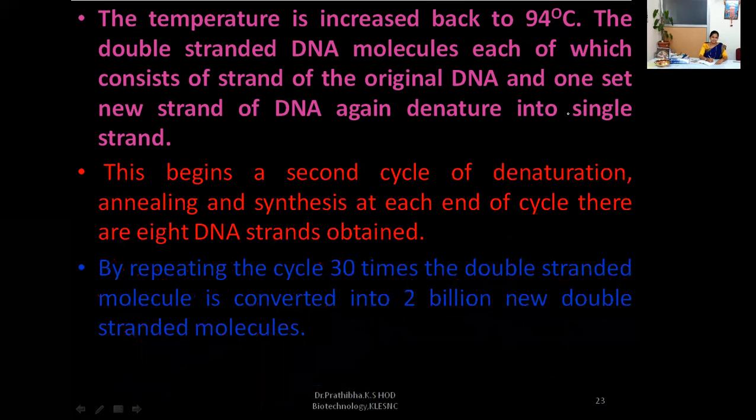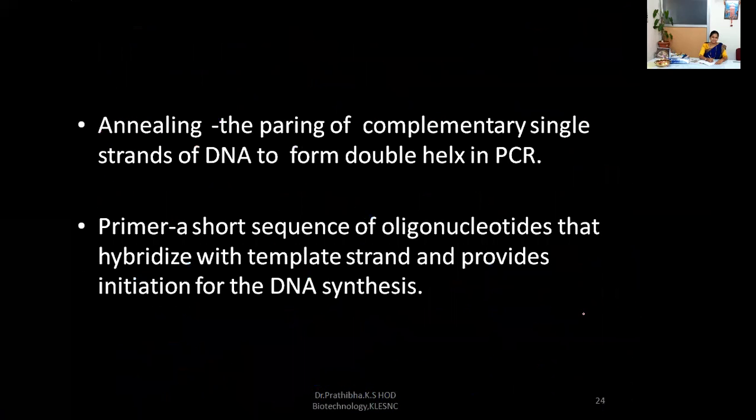By repeating this cycle 30 times, the double stranded molecule is converted into 2 billion new double stranded molecules. Okay, annealing. What is the definition of annealing? Please make a note of this one. Some question papers have asked it. The pairing of complementary single strands of DNA to form a double helix in PCR. Okay, so that is known as annealing.